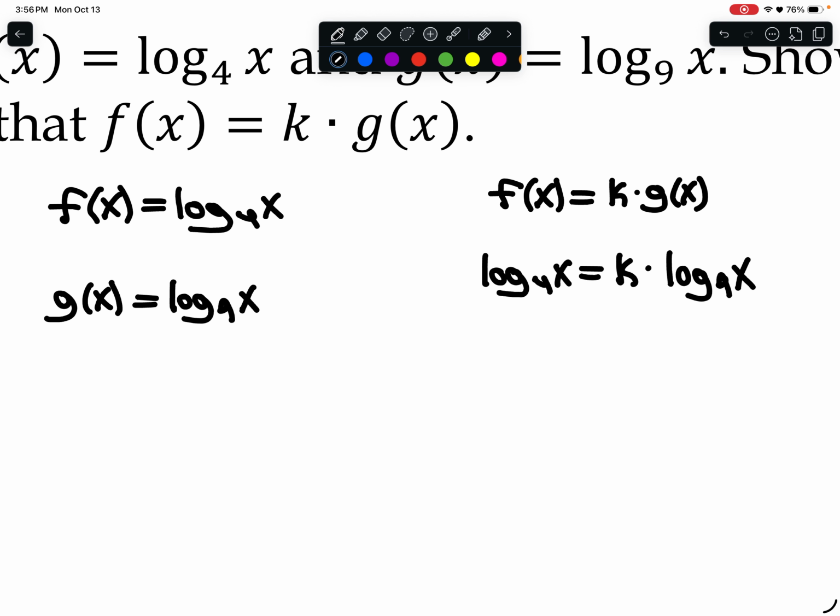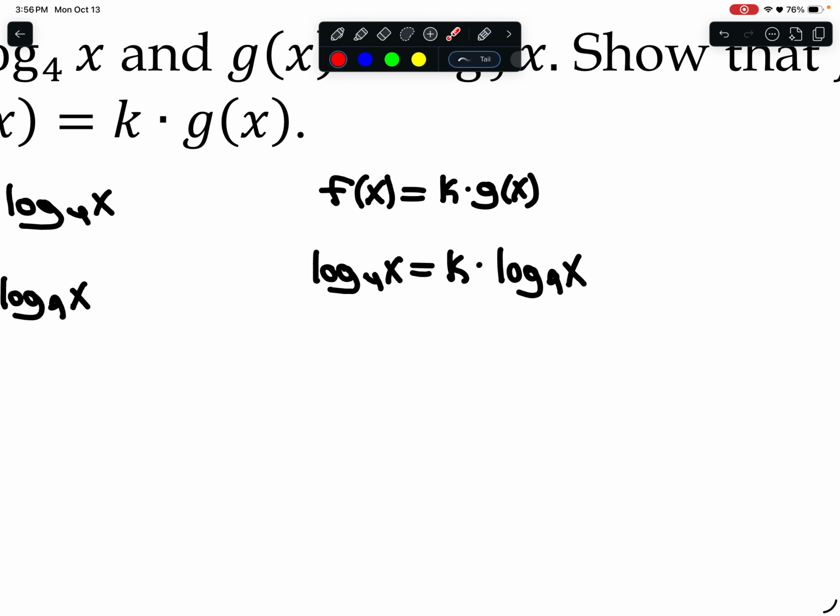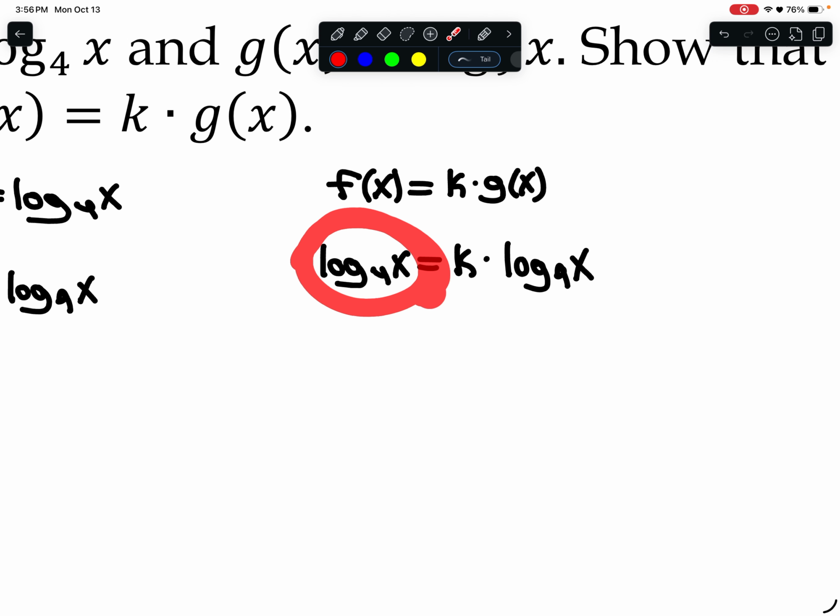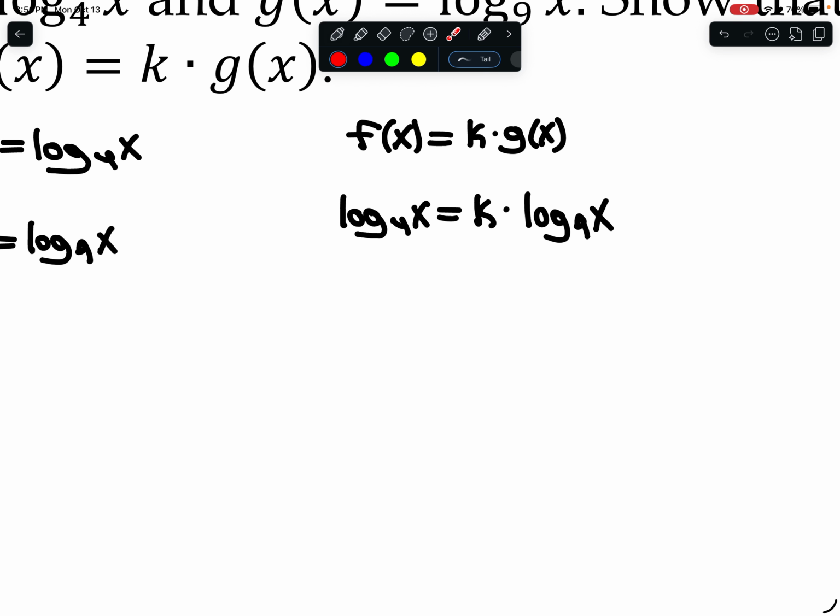So what I want to do is I need to change the base. Now, what people ask me is, how do I know which one to change? Well, I want to get k by itself, so I want to get rid of log base 9 of x. So because I want to get rid of the log base 9 of x, I need to make the left side have the same base as the right side. So I need to change log base 4 of x to log base 9 of x. So that tells me over here the left side is going to have to do a change of base.